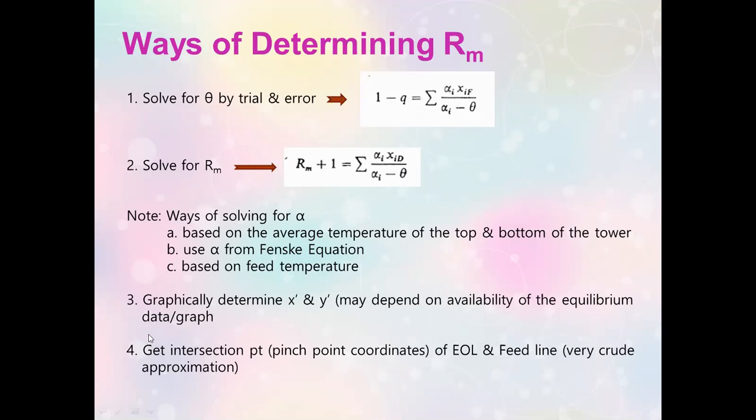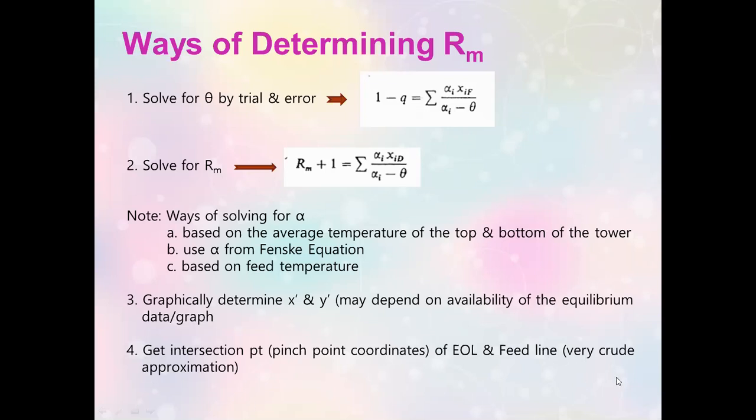Now, after you're done with that, you find graphically the x prime and the y prime, which may depend on the availability of the equilibrium data or the graph. Okay, so you get the x prime and the y prime. That way you can find the R minimum. You can use that, or you can use this one, which is very crude.